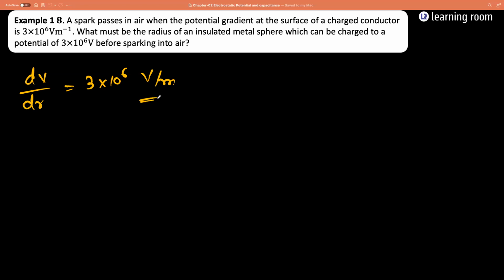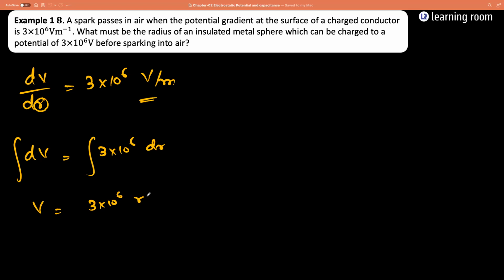So, tell me how to do this. A spark passes in air when a potential gradient at the surface of a charged conductor is 3 into 10 power 6 volt per meter. What must be the radius? So I need to find the radius so that the potential is 3 into 10 power 6. Right? So can I write dV is equal to 3 into 10 power 6 times dr? Can I integrate on both the sides? dV will be equal to V is equal to 3 into 10 power 6 into R.